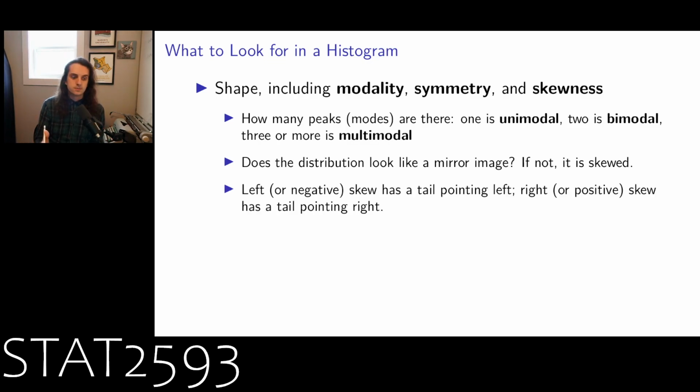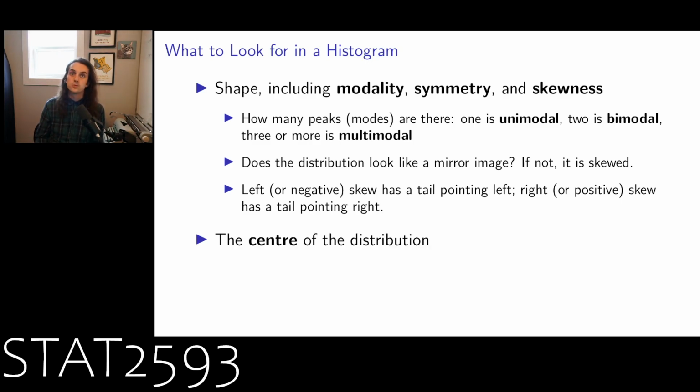If our distribution has what we would call a negative skew, then its tail points off to the left. If it has a positive skew, then it has a tail pointing off to the right. This can be a little bit confusing. So if something has a negative skew, most of its values are going to be closer to the positive. If it has a positive skew, most of its values are going to be towards the negative. And we'll see some examples of this.